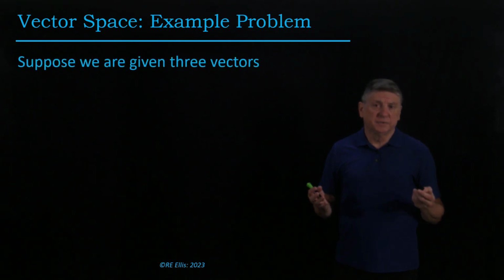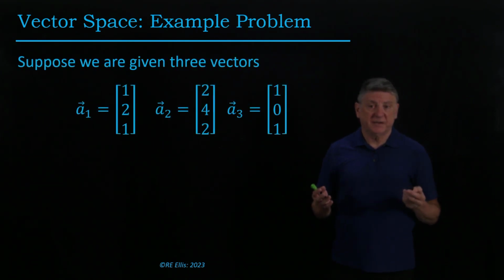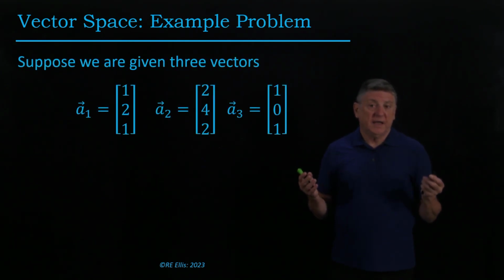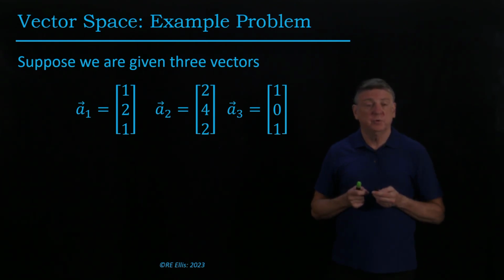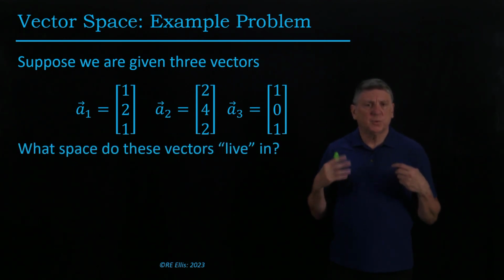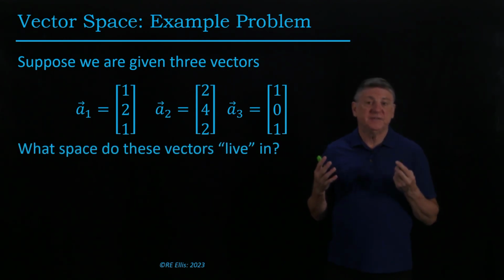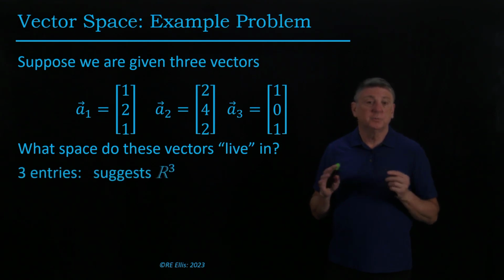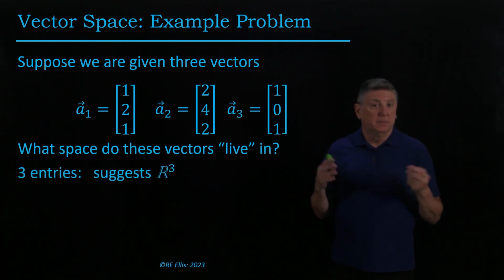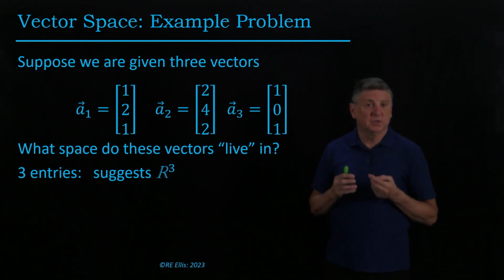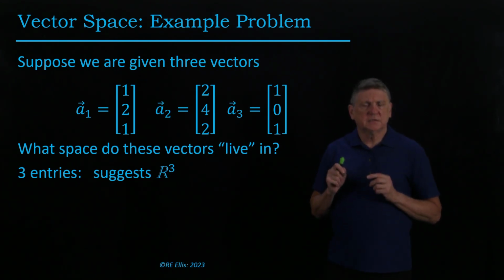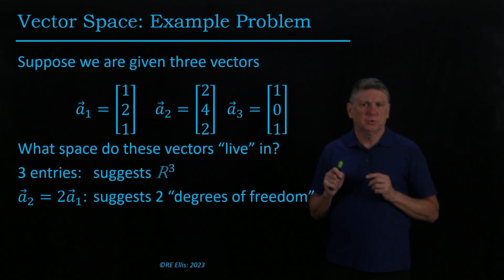Let's look at a simple example. Suppose we're given three vectors. A1 has entries 1, 2, 1, A2 has entries 2, 4, 2, A3 has entries 1, 0, 1. And we ask, what space do these vectors live in? Well, a superficial answer would be, because there are three entries, they live in the space R3, and they certainly do. But let's look at these a little more closely.